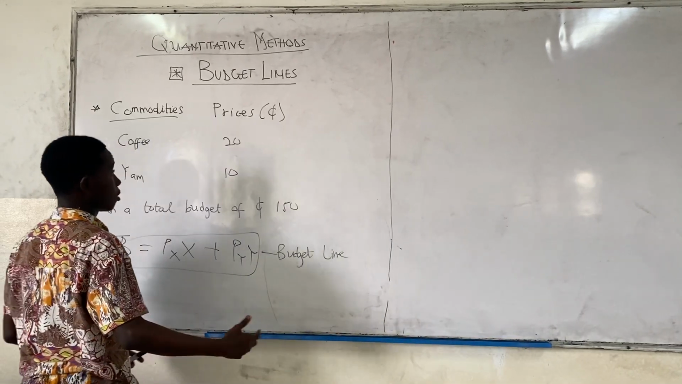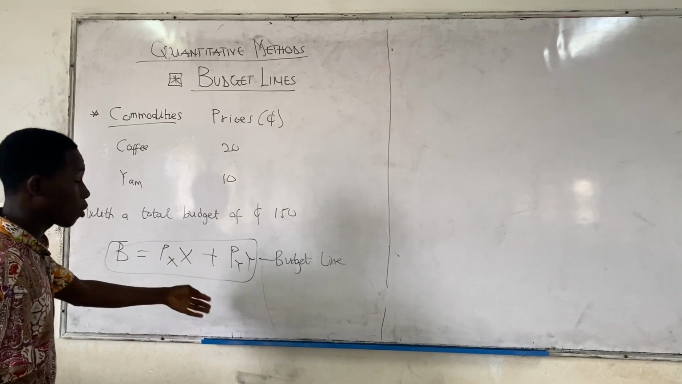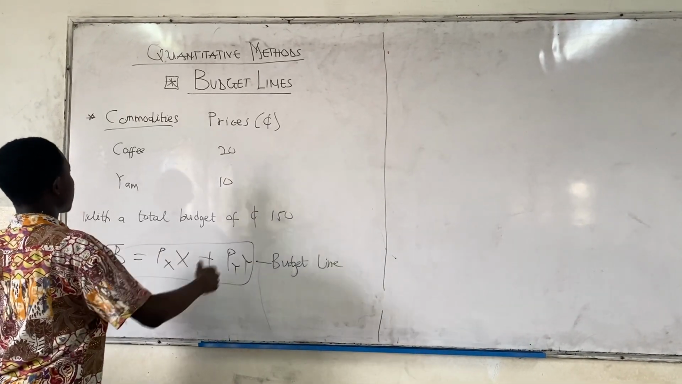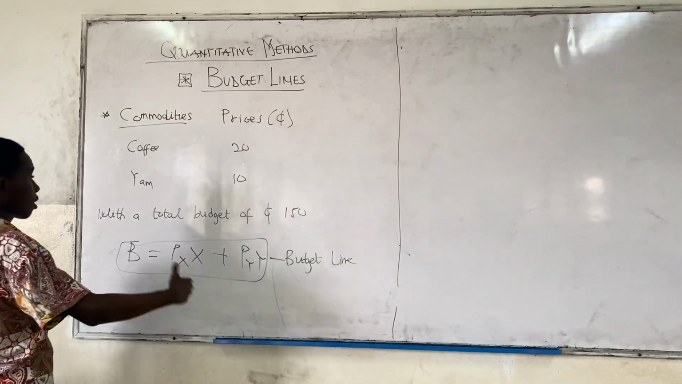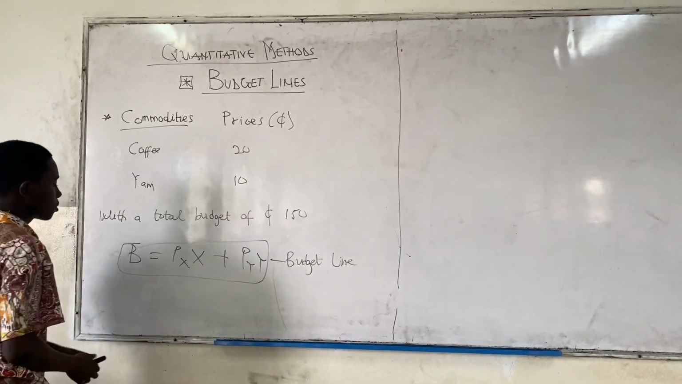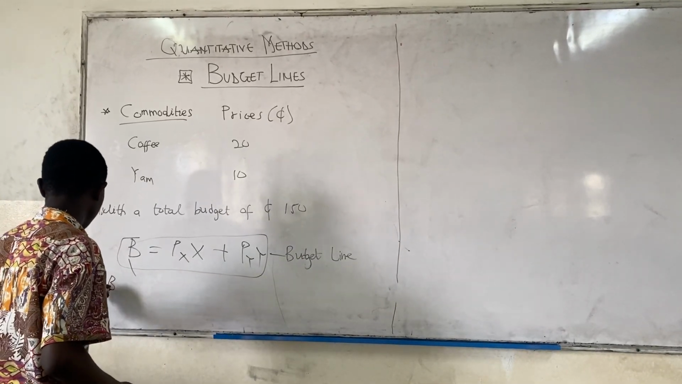Someone might throw up a question that, where did you get the X and where did you get the Y? We represented each commodity, which is the coffee, by an X, and also represented yam by a Y. The B stands for budget. The B is called budget.